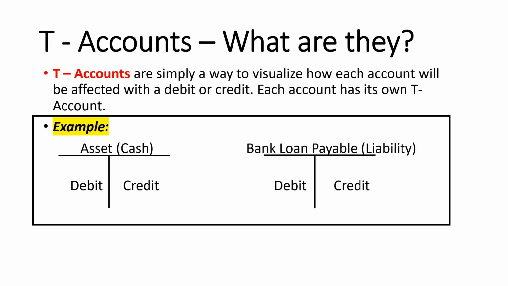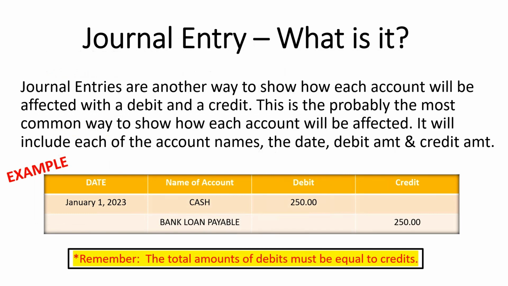Okay, now we are getting into the meat and potatoes, so to speak. Journal entry. What is it? Well, journal entries are another way to show how each account will be affected with a debit and a credit. This is probably the most common way to show how each account will be affected. It will include the account names, the date, the debit amount, and the credit amount.